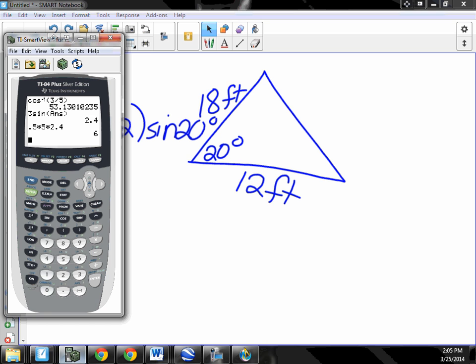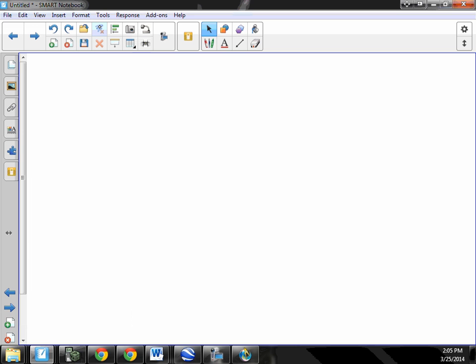So 1/2 times 18 times 12 times the sine of 20. The area of this is 36.93 square feet. Does it matter? No, it doesn't. Because multiplication commutes. So it would work either way. Yes. Give him half. Okay.